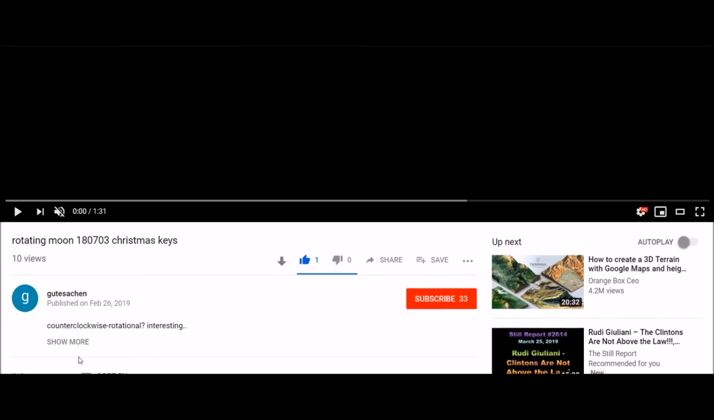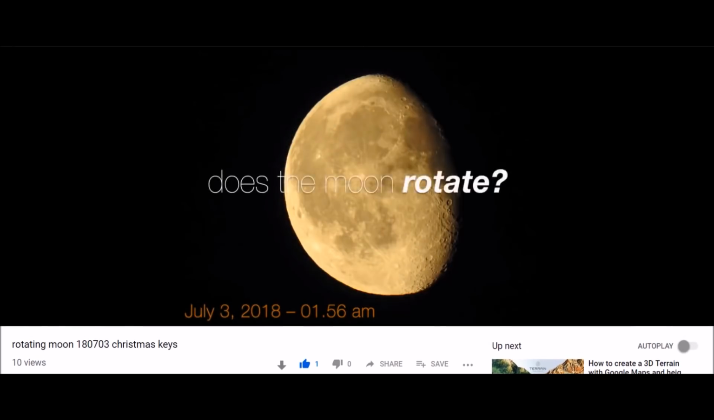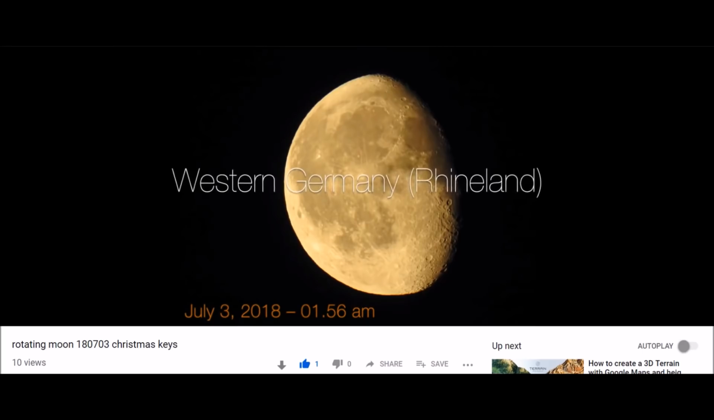Alright, this one is called Rotating Moon 180703, Christmas Keys. Again, Gutasaken is the same channel. And we're going to play this, and he asked the question right away. Does the moon rotate? So I'm the only one in the whole world that's ever noticed this, huh? See where it is, Western Germany, Rhineland. That's important. I'm going to show you Germany a little bit.